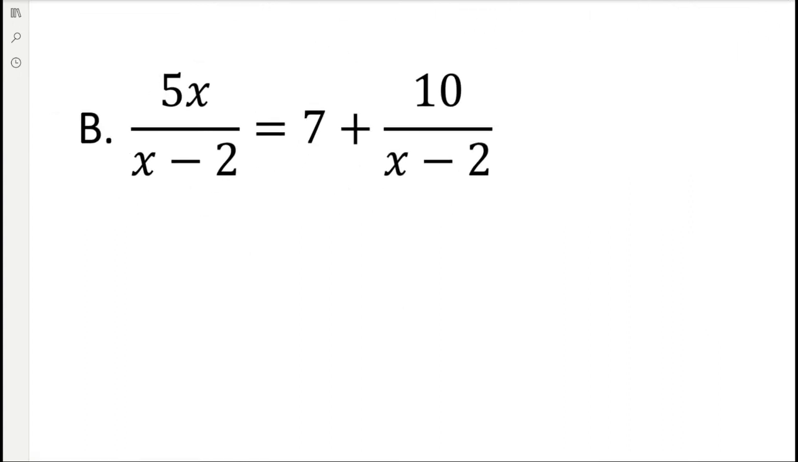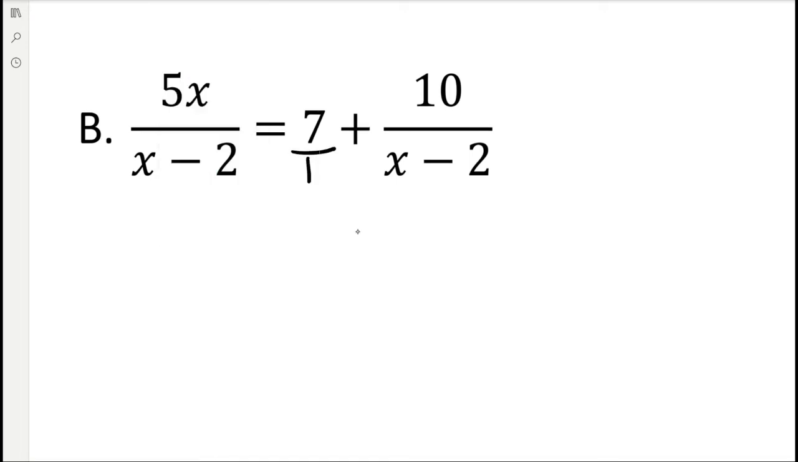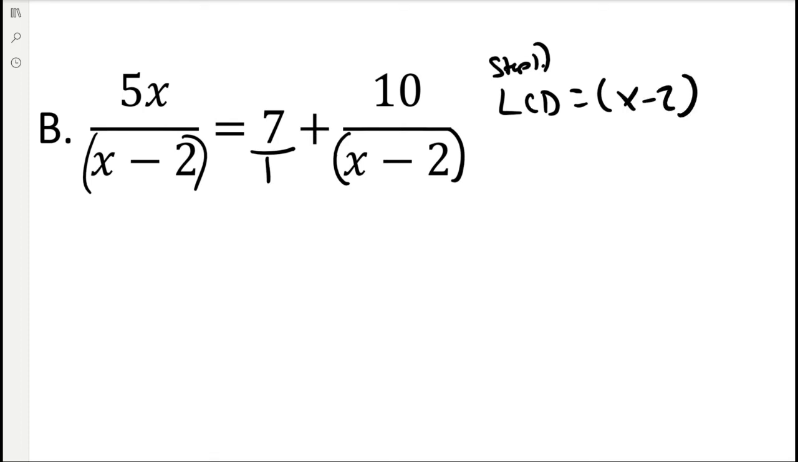So again, this one looks a little different, but notice that there's a denominator of 1 here. So it's really the same step, it's just converting that to a fraction. So step 1, find the LCD. Here the LCD is quite simple, you don't have to factor anything. These are already factored as is, and they have the same denominator, x minus 2 and 1. So the least common denominator is simply going to be x minus 2 times 1, but the 1 doesn't do anything.